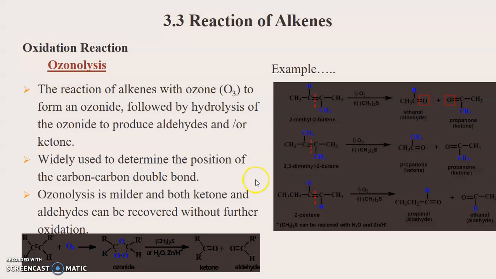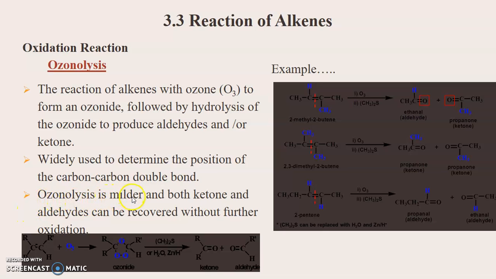And the next oxidation reaction is ozonolysis. This is the reaction of alkenes with ozone to form an ozonide. It is followed by hydrolysis of the ozonide to produce aldehyde and or ketone, either both or either one. It is widely used to determine the position of the carbon-carbon double bond.